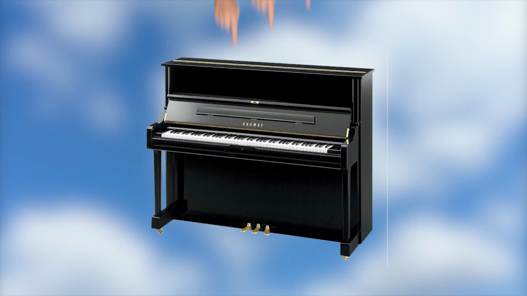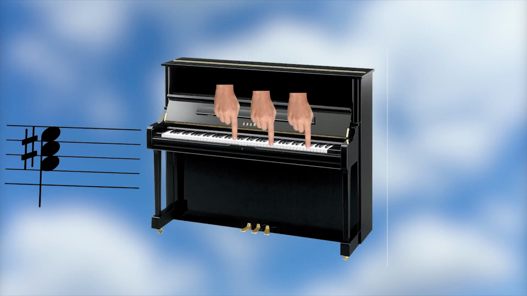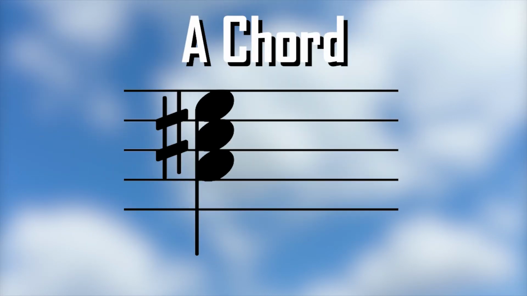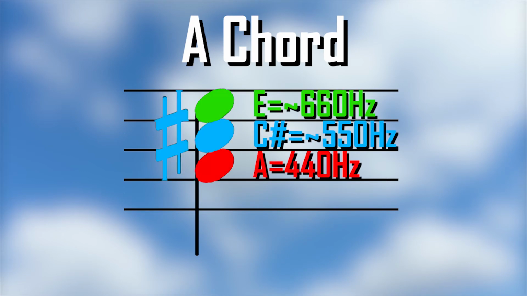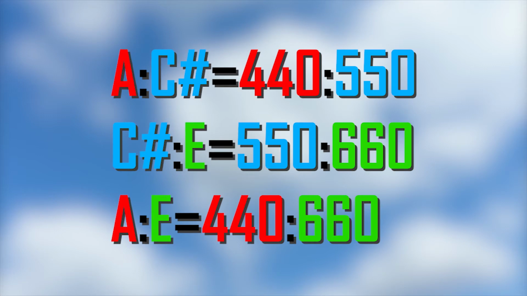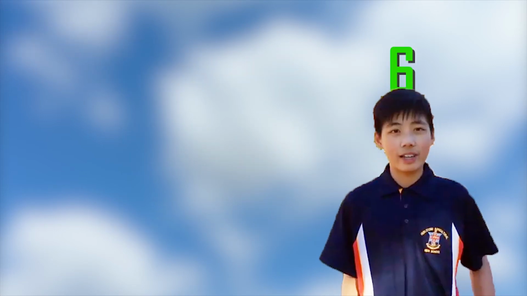From Year 8 music theory, you know that 3 notes create a chord. You just heard an A chord comprised of A, C sharp, and E. Each of these notes have a specific frequency, and if you set them out as ratios, they simplify nicely. This is what makes a chord sound good to you. The numbers are easy to comprehend, so your brain makes it sound good.